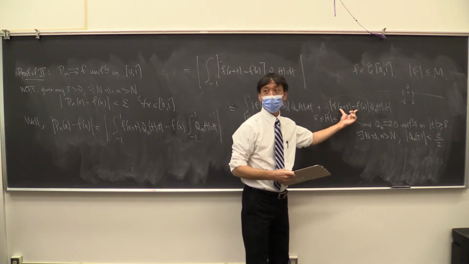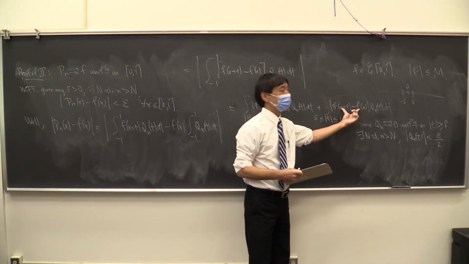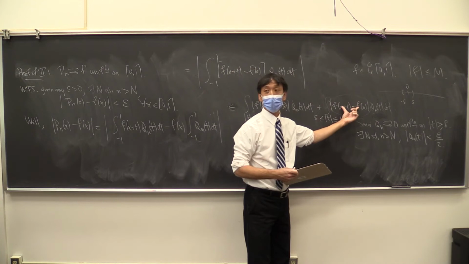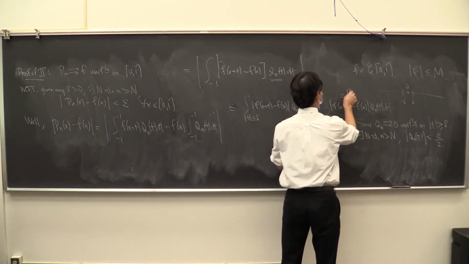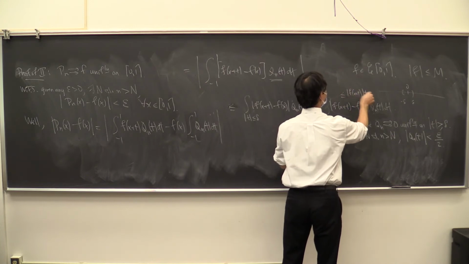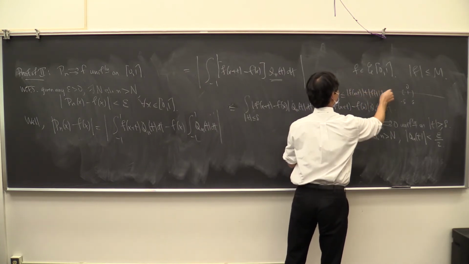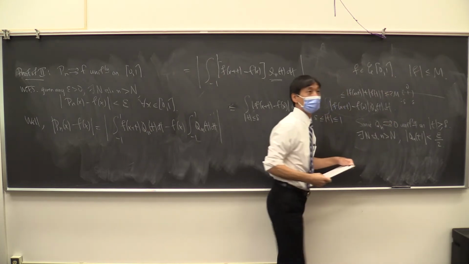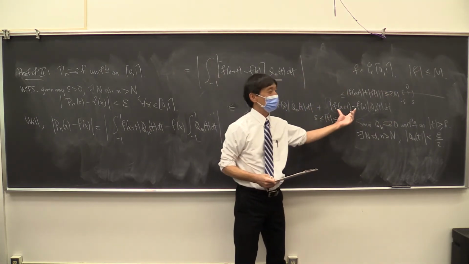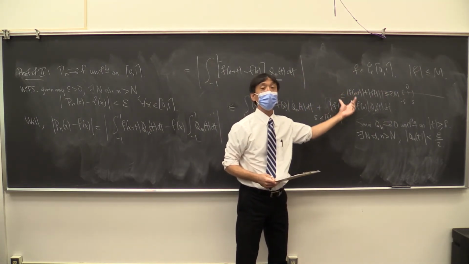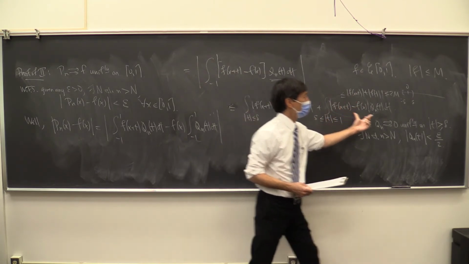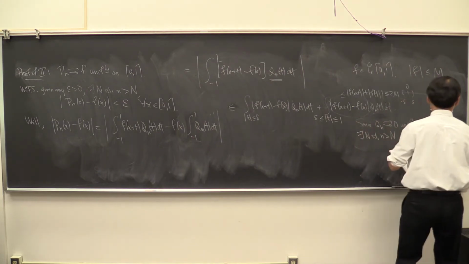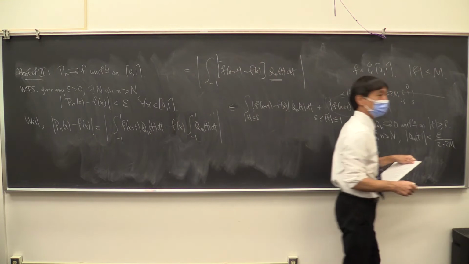And then we do something very crude. We say, well, look, this difference is controlled by the sum of the absolute values, right? This thing is controlled by this plus this, which is smaller than 2m. It's crude, but we don't care. So this thing is smaller than 2m. We make this thing smaller than epsilon over 2 times 2m.